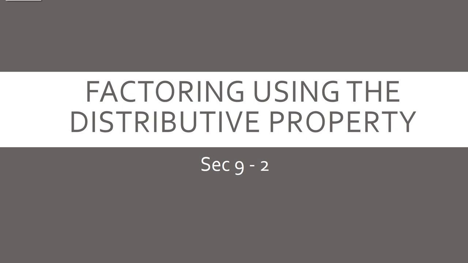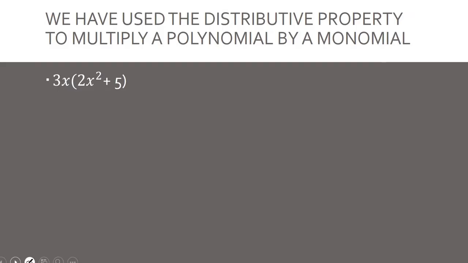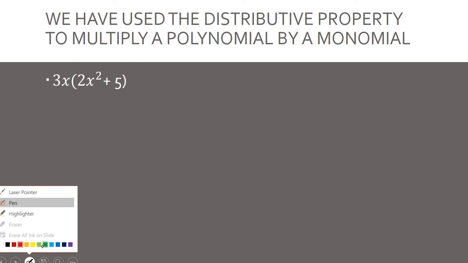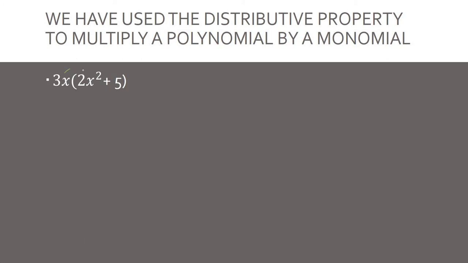Okay, so today we're going to talk about section 9.2, factoring using the distributive property. So we did GCF, so now we're going to look at some other things. We've used the distributive property before to multiply, so you all remember. Let me get some color here. Okay, so to distribute, we would multiply by distributing.